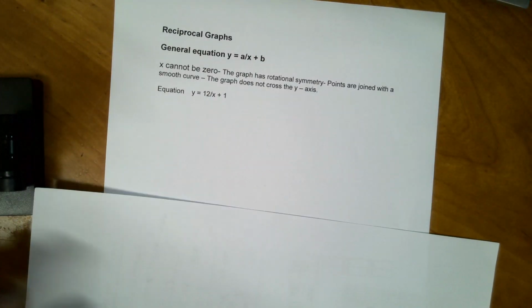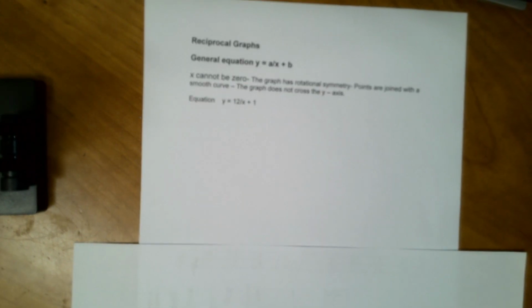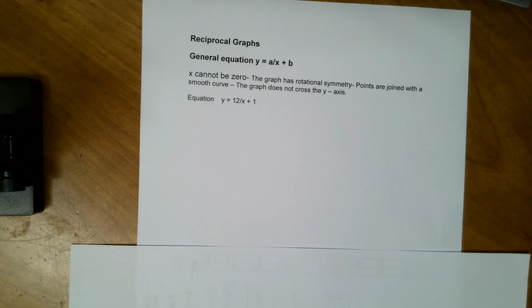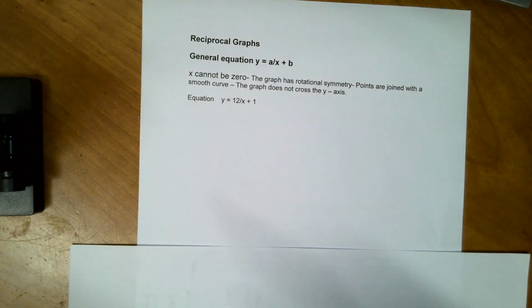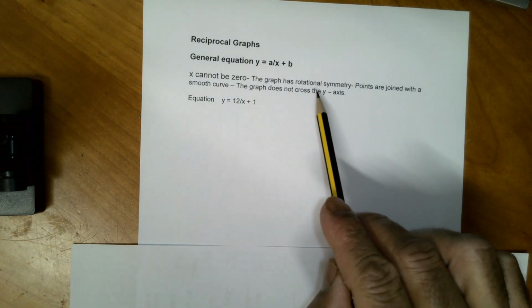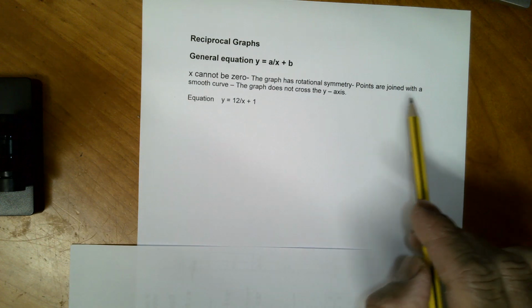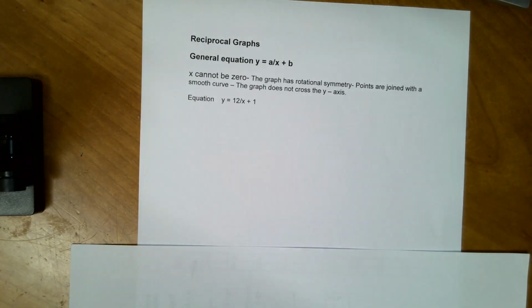Now the next thing I just wanted to cover one more, and that will be a reciprocal graph. In a reciprocal graph, the general equation is y equals a divided by x plus b, where x cannot be 0. The graph has a rotational symmetry and points are joined with a smooth curve. The graph does not cross the x-axis. So this is how you know that this is a reciprocal graph.